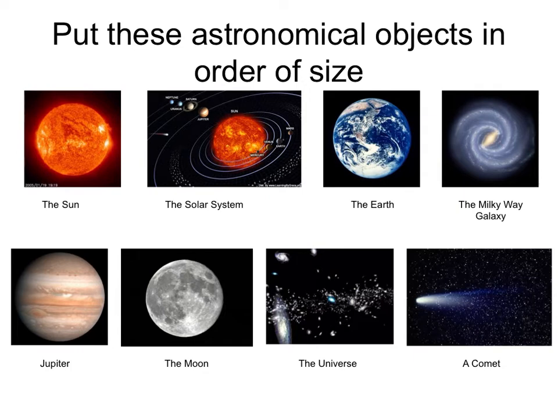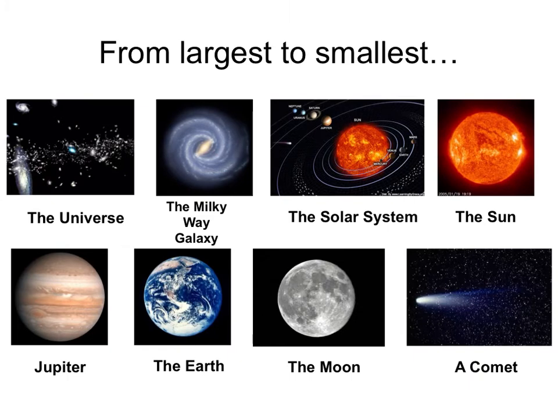Okay, so starting with the biggest, we've got the universe first. The universe is our largest, the largest out of all of them. Then inside the universe, we have what is called the Milky Way Galaxy, and we are in the Milky Way Galaxy. From the Milky Way Galaxy, we have our solar system, and our solar system is what is going to orbit around our Sun.